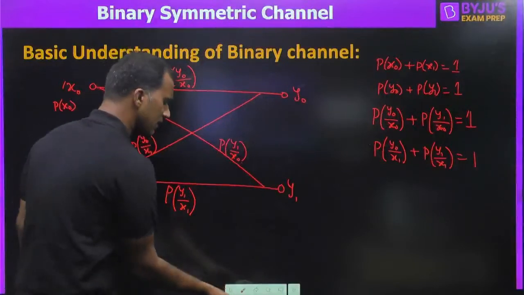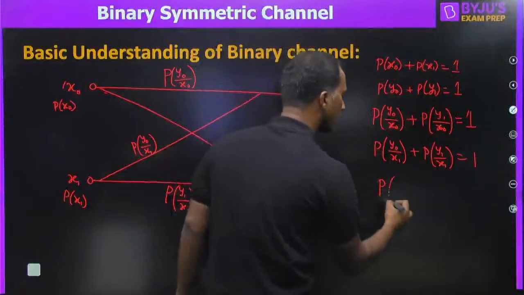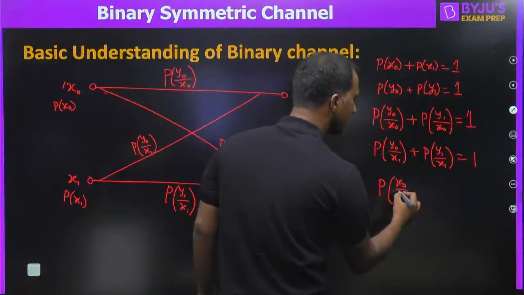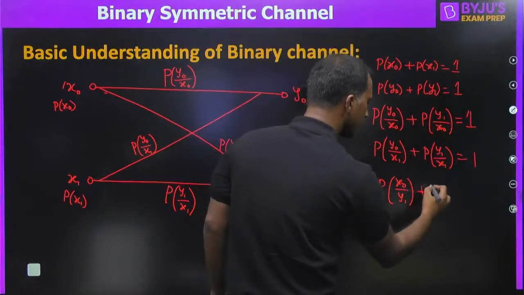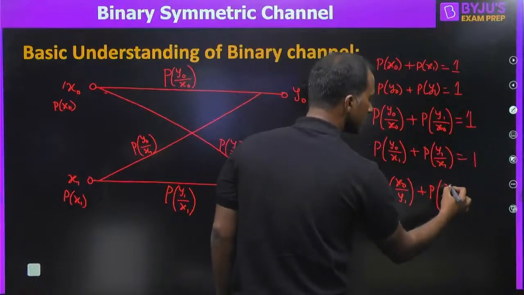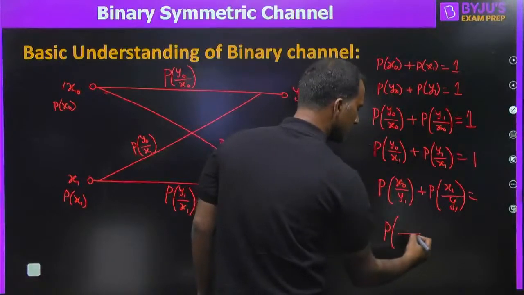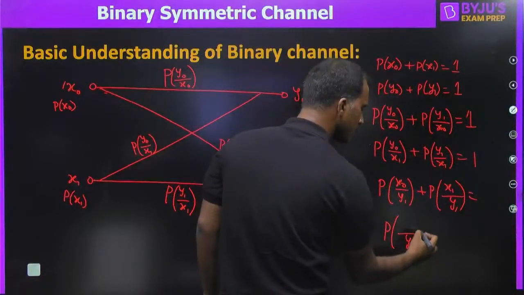Very good. Similarly, I'll write something else also, some other conditional probabilities: P of x naught given y1 plus P of x1 given y1, same condition. How about this one? Can anyone tell me the answer for this?